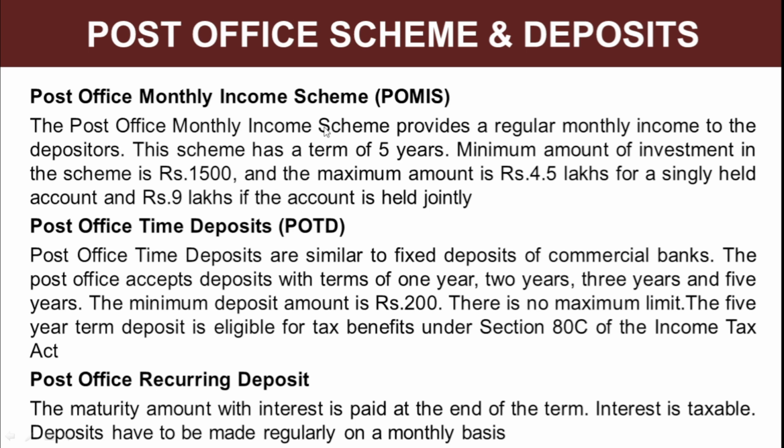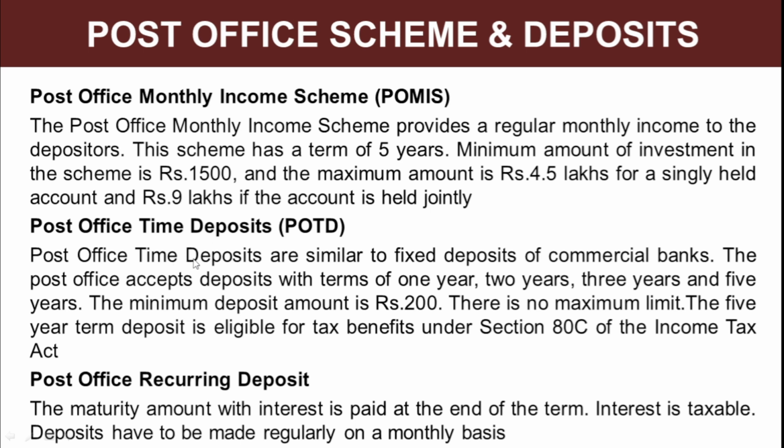The post office monthly income scheme provides a regular monthly income, as the name suggests. This scheme has a maturity period or term period of 5 years. Now the minimum amount that can be invested is 1500 and the maximum is 4.5 lakh for a single owner. If the account is held jointly, the maximum amount is 9 lakh rupees. Currently the interest rate being offered under the post office monthly income scheme is about 6.6%. Coming to post office time deposit, it's most like the fixed deposit that we have in a bank.